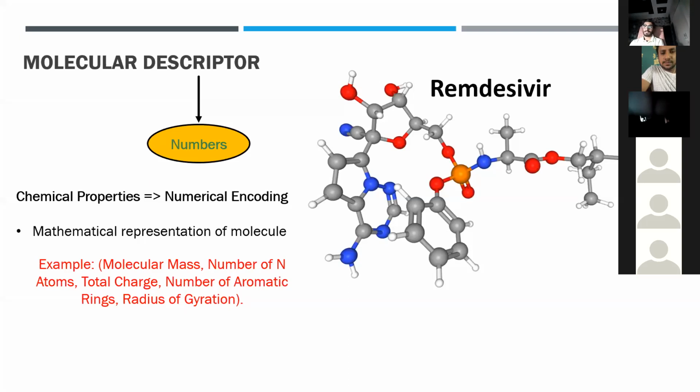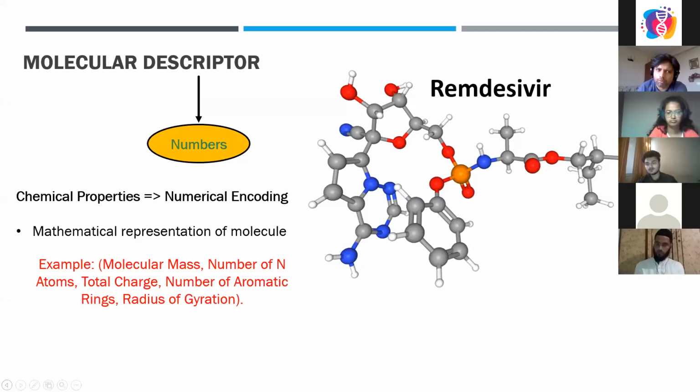As I said, initially we have the molecule. This is the molecule, right? Now from the molecule, we need to generate these descriptors or these properties. These properties would be numbers, of course, because we are going to use a mathematical equation, and a mathematical equation will only understand numbers. That's why we need to calculate these descriptors in the form of numbers. And then remdesivir, let's say, can be represented by a set of descriptors.